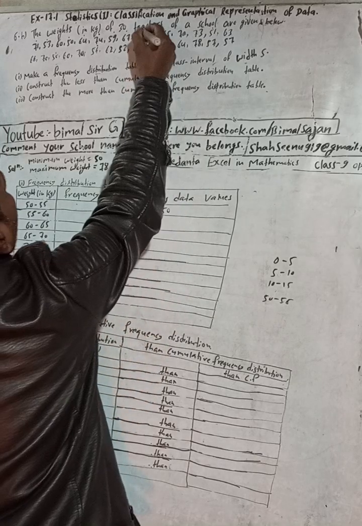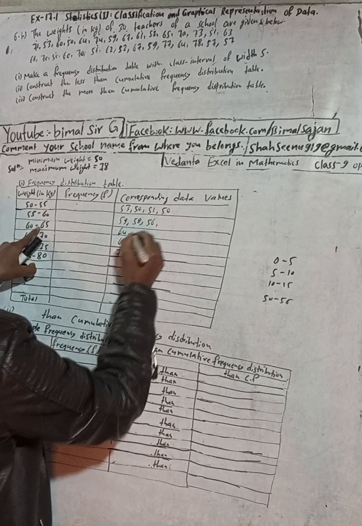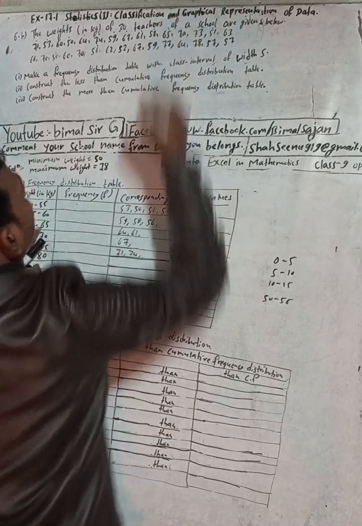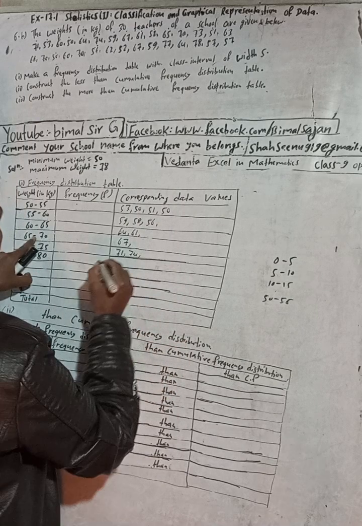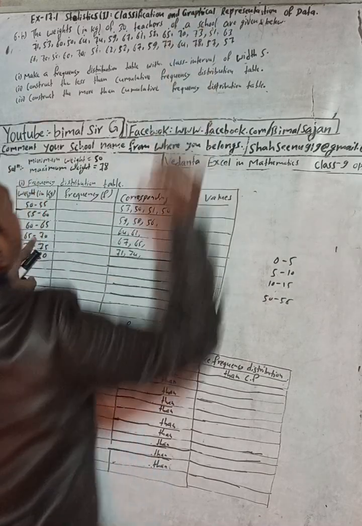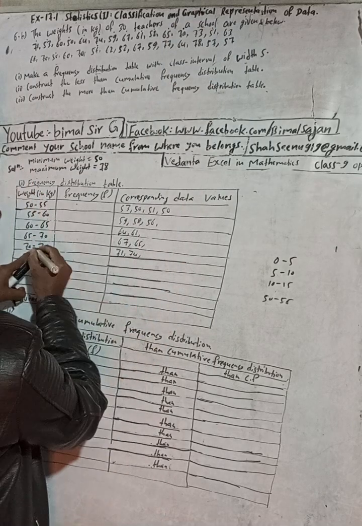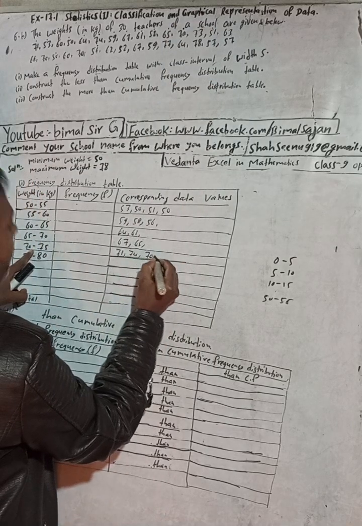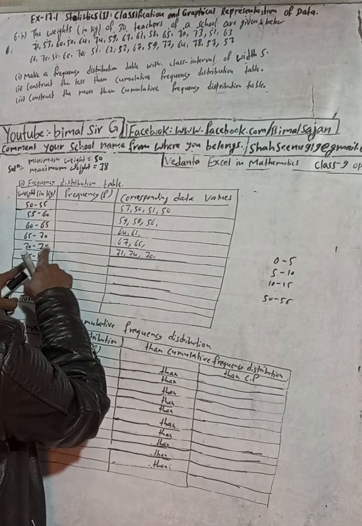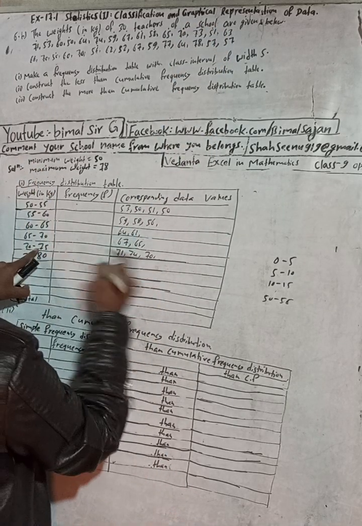After that, 61 will come under here. Then 65, this 65 is here. After 65, this is 70, which will be here. And then 73. So 71, 72, 73, 73 will be in this.